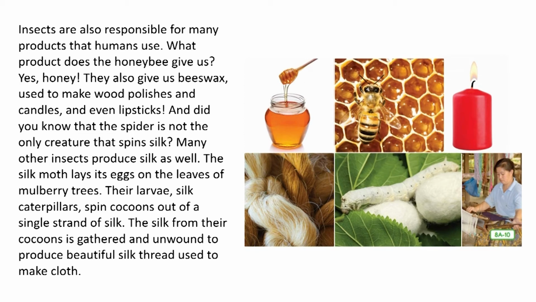The silk moth lays its eggs on the leaves of mulberry trees. Their larvae, silk caterpillars, spin cocoons out of a single strand of silk. The silk from their cocoons is gathered and unwound to produce beautiful silk threads used to make cloth.